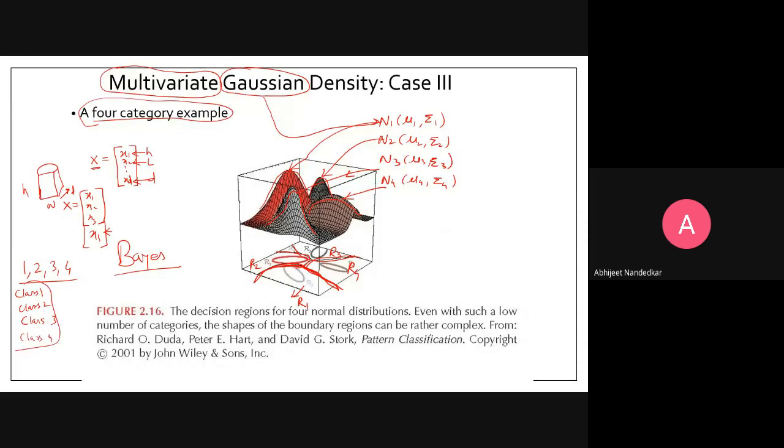Then my problem is multi-category. More than two is multi-category. Minimum, at least you should have two classes, otherwise there is no fun in doing this. So you have to have minimum two classes. You can have many classes in your real problems.